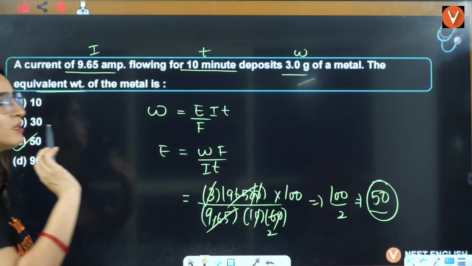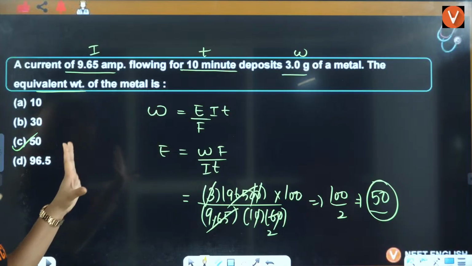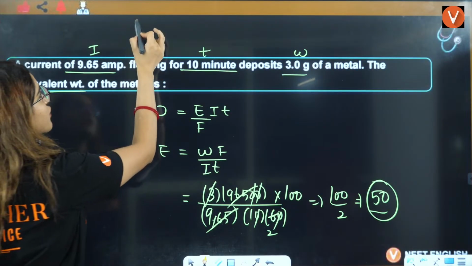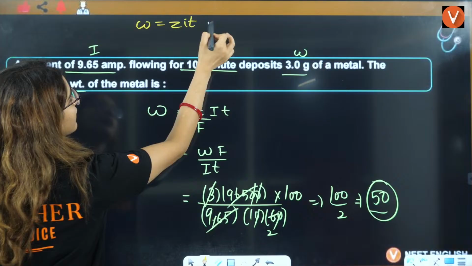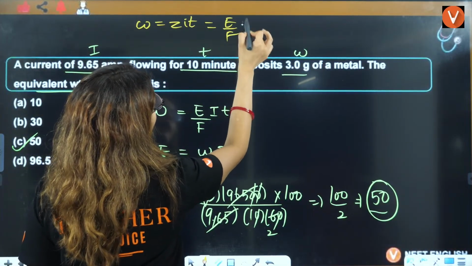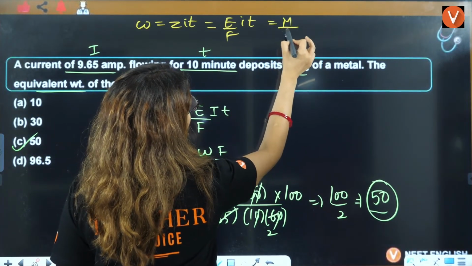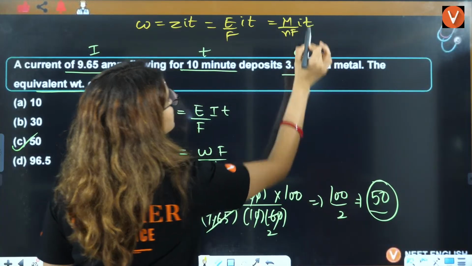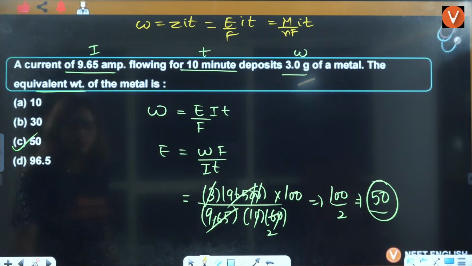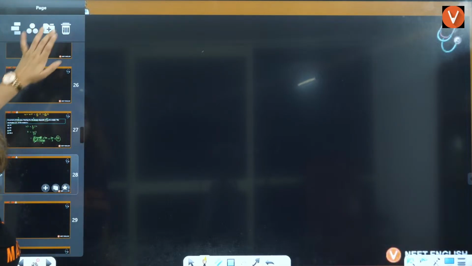So it is a simple thing that is based on Faraday's first law. So W = ZIt, which equals E by Faraday It, which equals M by nF It. This is what you need to remember, right? That's it. That is also done.